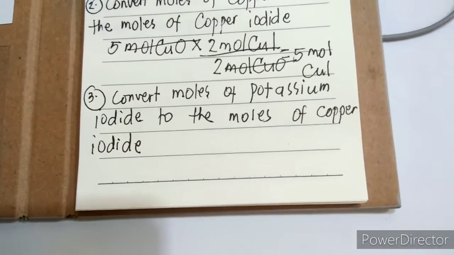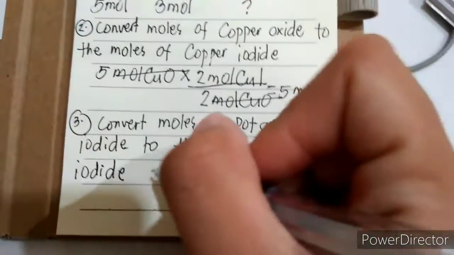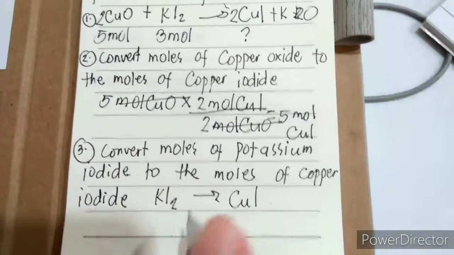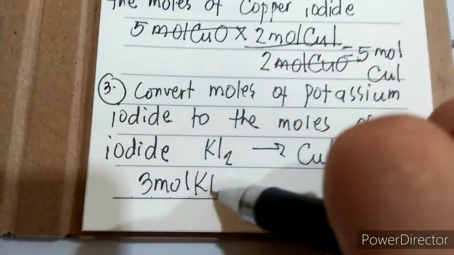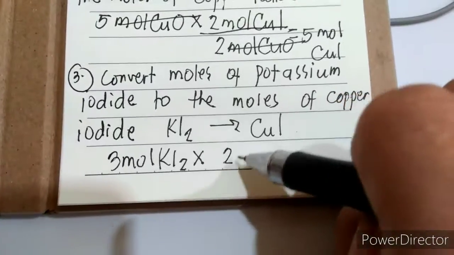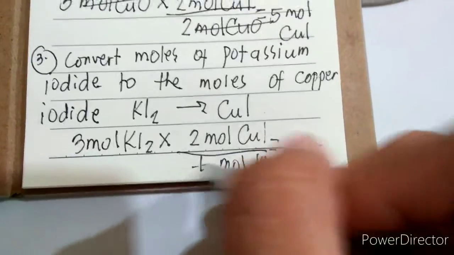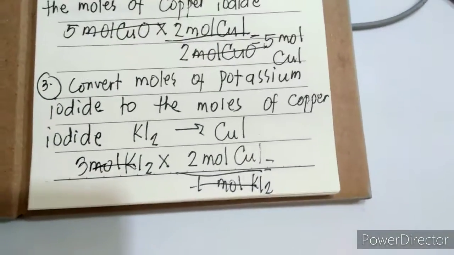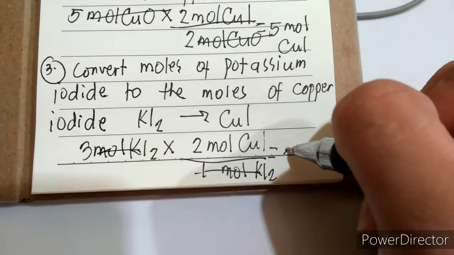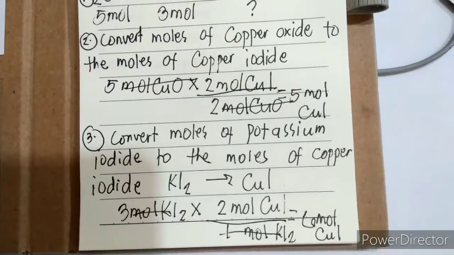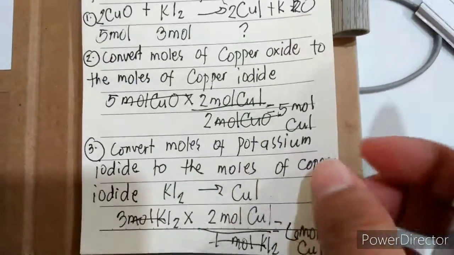Next is to convert moles of potassium iodide to the moles of copper iodide. So we need to have KI2 to CuI. So we have here 3 moles of KI2. So 3 moles of KI2 times 2 moles of CuI over 1 mole of KI2. So we need to cancel this out. So it is equal to 6 moles of CuI. So it simply means that our limiting reactant is the copper oxide, or CuO.